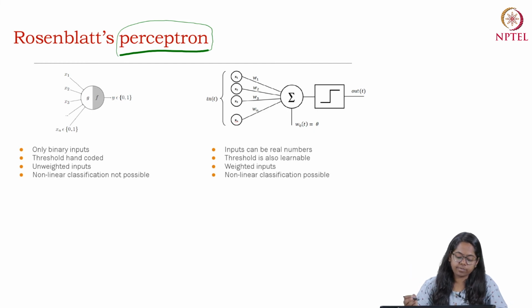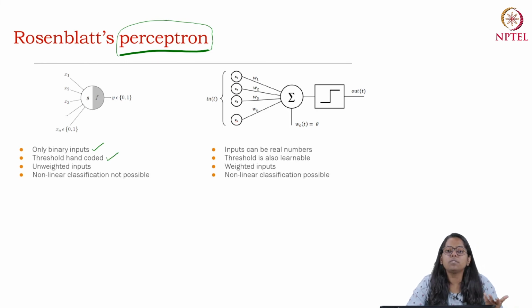In the traditional McCulloch-Pitts neuron, we had only binary inputs. The threshold was also hand coded. As we saw in the AND gate, we decided ourselves that the threshold should be 3, so this is like a hyperparameter that we provide ourselves. The inputs are all considered equal, that is, they are unweighted. And nonlinear classification is not possible in the McCulloch-Pitts neuron.